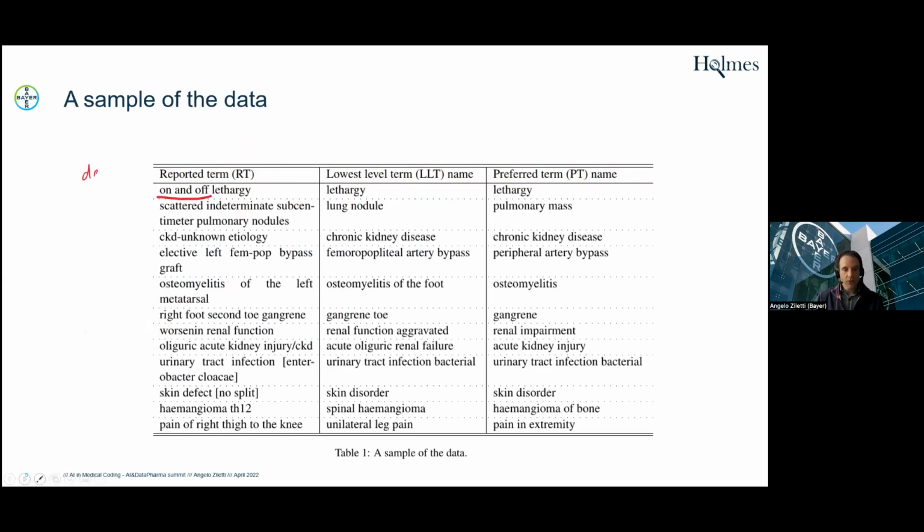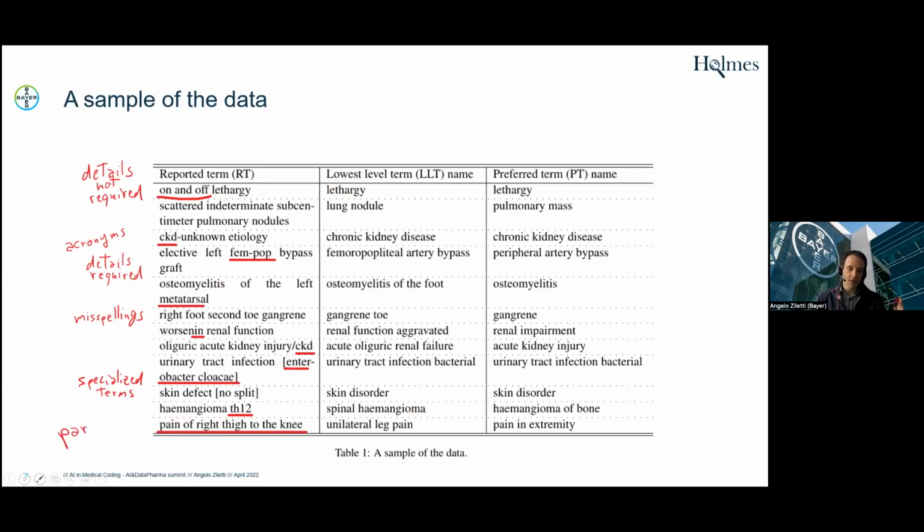Here you see some challenges. For example, some details in the input are not required, because you don't need them to get the correct classification. But for example, fempop here, you do need to get the correct classification. Or you have acronyms that appear often, or misspellings. Or you also have specialized medical text. You see here hemangioma TH12, that's about the spinal hemangioma, something very specialized that we need to capture. Plus, you do have paraphrasing, so simply looking at the terms verbatim will not work. So this is a sample of the data and the challenges that we see there.